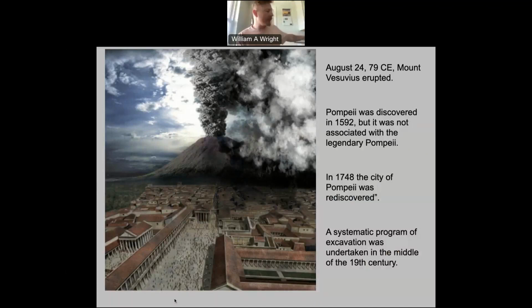It disappears actually after a time. People forget that it even existed, and it's just considered to be mythical or ancient in some way. There's a movie with Kit Harington that's pretty cheesy about Pompeii. But in any case, Pompeii was rediscovered in 1592, but they were like, oh, there's this cool town in lava. I wonder what that is. And then they left it behind, and it wasn't until 1748 they were like, oh, it's Pompeii, cool, like this ancient city, right? And so they began this systematic program of excavating in the middle 19th century.